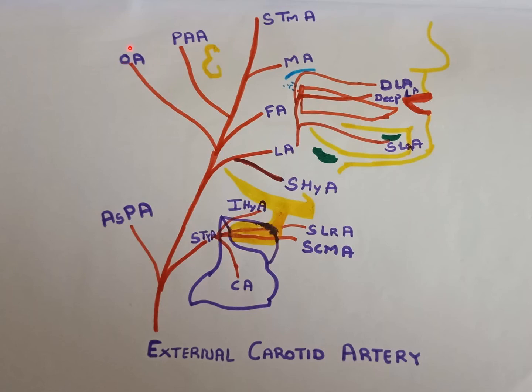Let us revise once again: dura mater and meninges, sternocleidomastoid muscle and suprahyoid muscle, and the occipital portion of the scalp. So these are the areas which are supplied by the occipital artery.